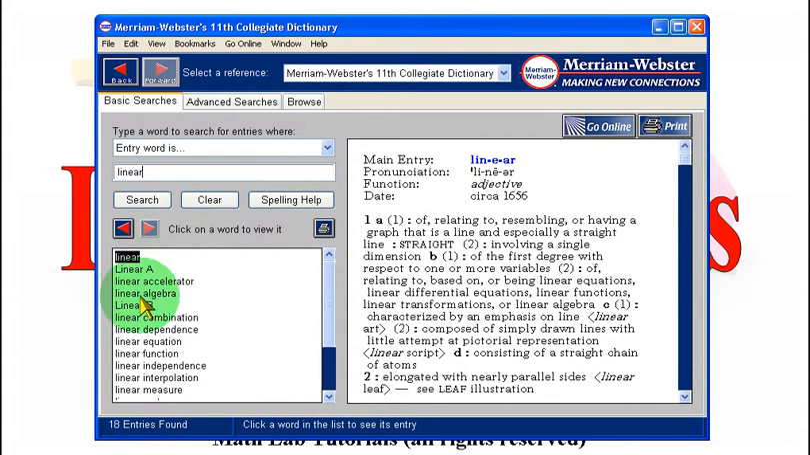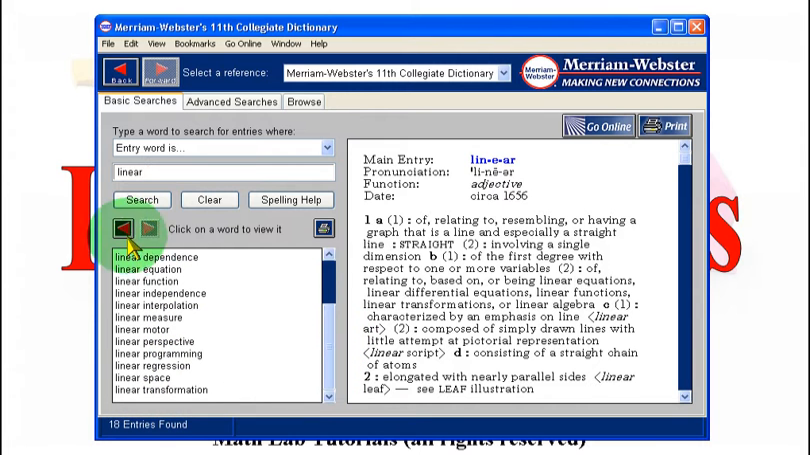And it says over here linear accelerator, which is a concept in physics. Linear algebra, definitely a concept in mathematics. Linear combination, math. Linear dependence, math. Linear equation, math. Linear function, math. Linear independence, math. Linear interpolation, math. Linear measure, math. And let's see what else there is.